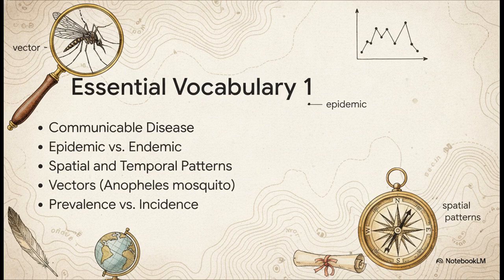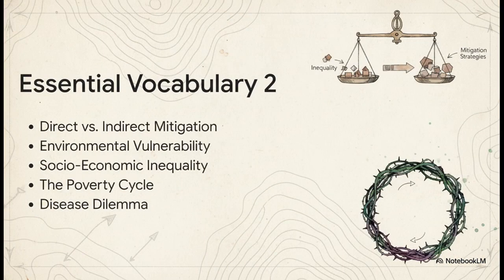Always reference spatial and temporal patterns when discussing where and when outbreaks peak, refer to the mosquito as the vector, and clearly distinguish between prevalence and incidence when you're analyzing data. Furthermore, when you're evaluating, use terms like direct versus indirect mitigation. Frame your arguments around environmental vulnerability and socioeconomic inequality. And always bring it back to the poverty cycle and the overarching disease dilemma.